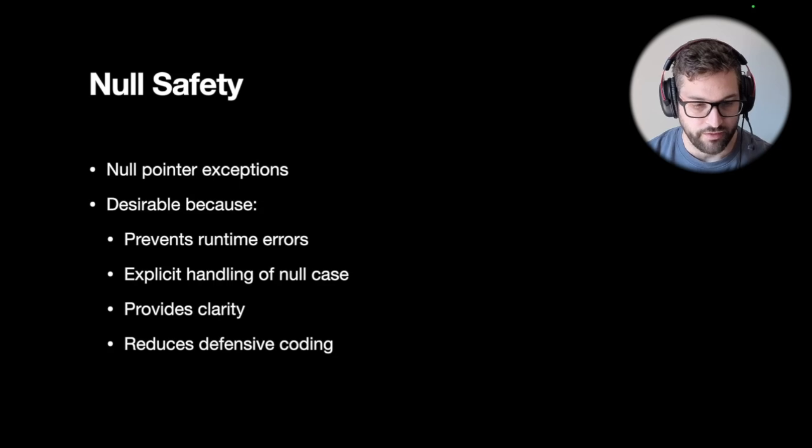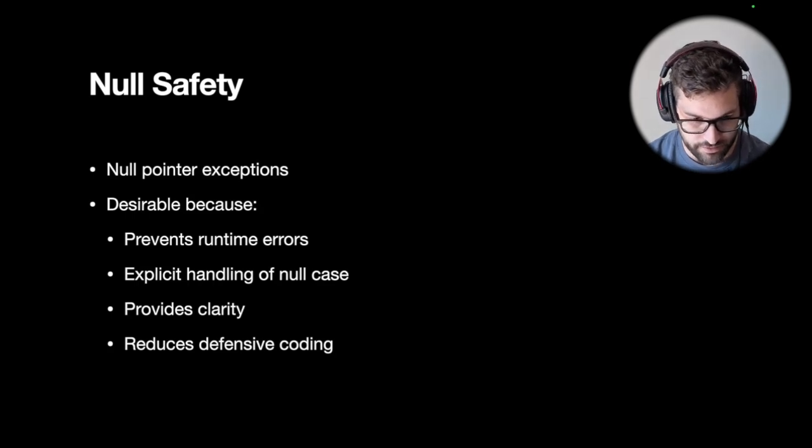We want null safety because it will prevent runtime errors and forces the developer to specifically handle the null case. Handling the null case explicitly provides clarity and, in addition to that, reduces the amount of defensive coding that you have to add to the code base to supplement the lack of null safety. So let's go through an example.